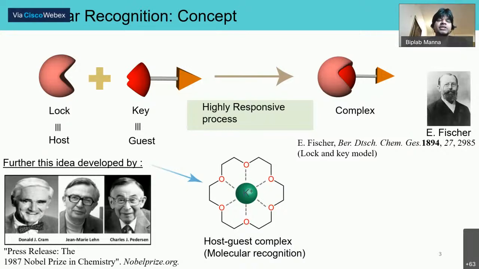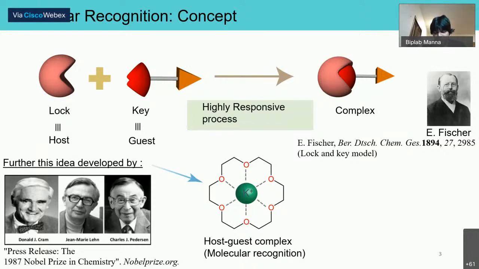If you remember the scientist Emil Fischer, who tried to establish enzyme kinetics and enzyme mechanism, that is the lock and key model. As you see in the figure here, the lock has a site which can bind to the key, so it can form a lock and key complex. This is a highly responsive and energetically favorable process, because it involves the particular recognition of molecules, which is of very great importance in every aspect of living organisms.